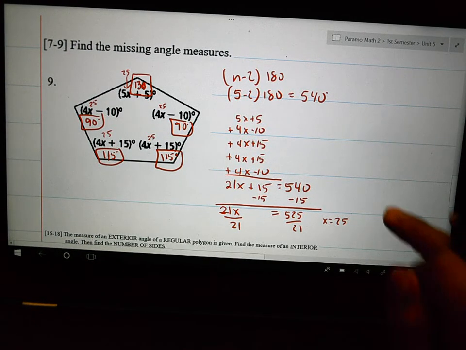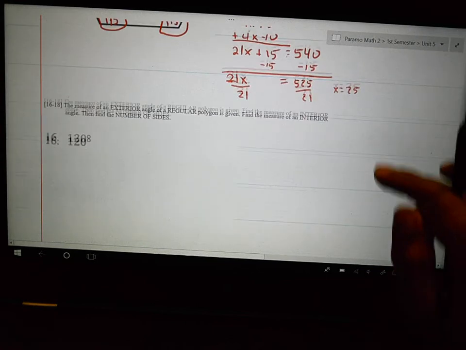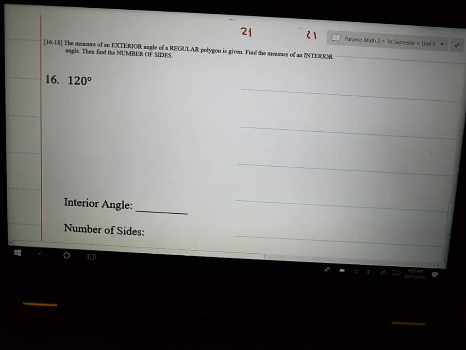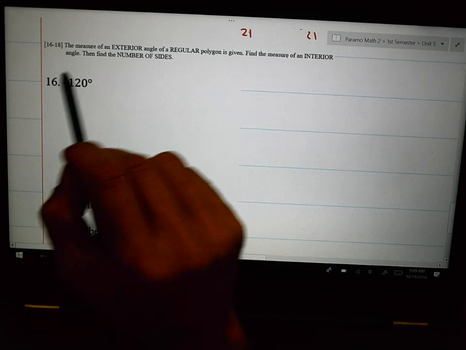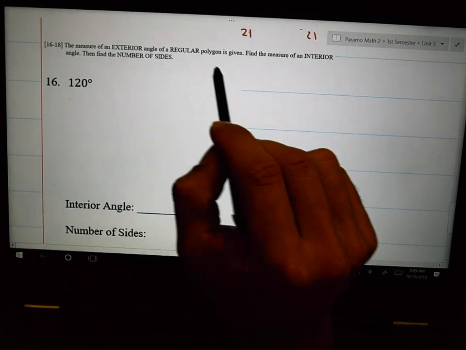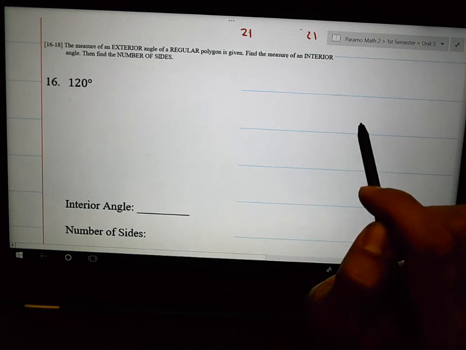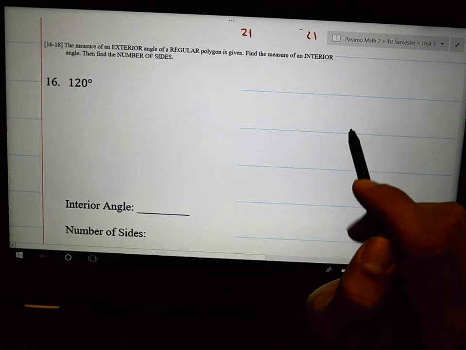Which brings us to our last 2 examples. I have 16 and 19 are the last 2 I'm going to do with you. Number 16 says, the measure of an exterior angle of a regular polygon is given. Find the measure of an interior angle, then find the number of sides. Well, here's what I want you to think of.